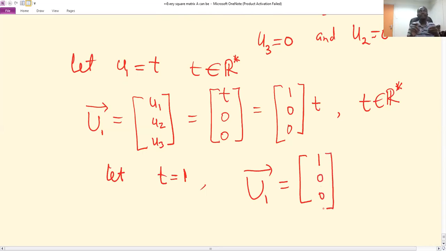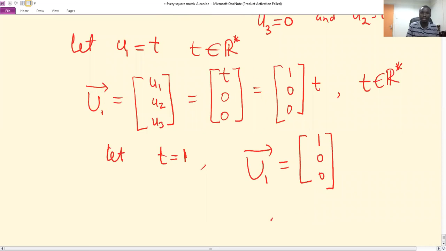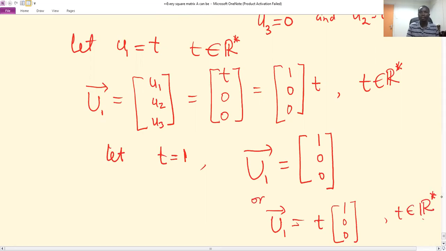Now, since the eigenvectors are not unique, the general eigenvector for lambda 1 can just be written as u1 is t times 1, 0, 0, and we specify that t is a non-zero real number. So any value of t you put here will give you a corresponding eigenvector for lambda equals 3.